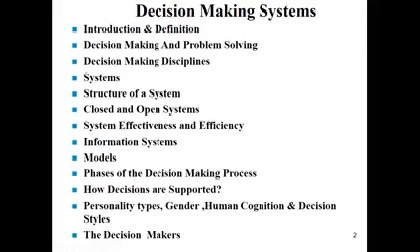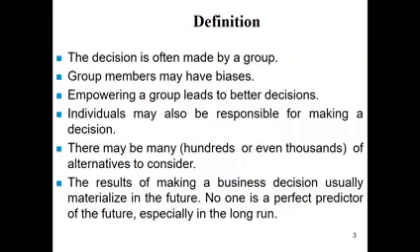Good morning, students. Today we are going to see about decision making systems. In this, we are going to see introduction and definition, decision making and problem solving, decision making disciplines, systems, structure of a system, closed and open systems, system effectiveness and efficiency, information systems, models, phases of the decision making process, how decisions are supported, personality types, gender, human cognition and decision styles, and the decision makers. First, we are going to see the definition of decision making.